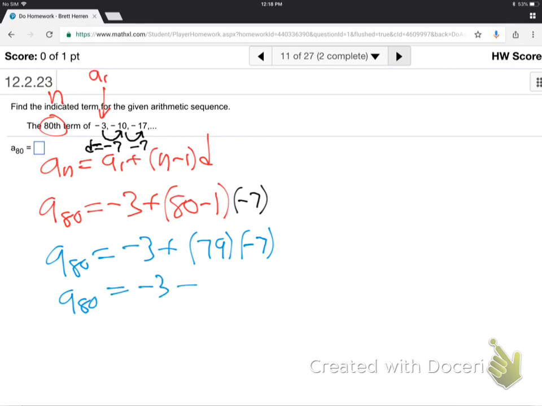I don't know what that is. 553, minus 556. We found the 80th term. We can jump like a CD all the way down there, instantaneously. Good? Questions?